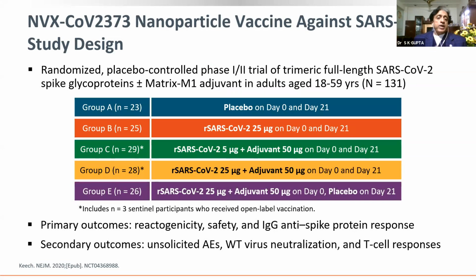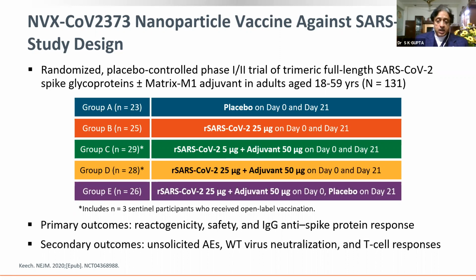Now we come to the Novavax vaccine. It is a nanoparticle vaccine, as I said, where the spike protein, or part of the spike protein, can be used to mount the antibody response. Novavax is basically an American company, which has collaborated with the Serum Institute of India for the mass production of its vaccine. And we are likely to produce around 500 million doses of the vaccine by mid 2021.